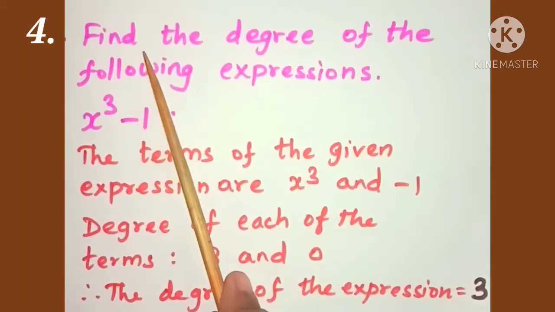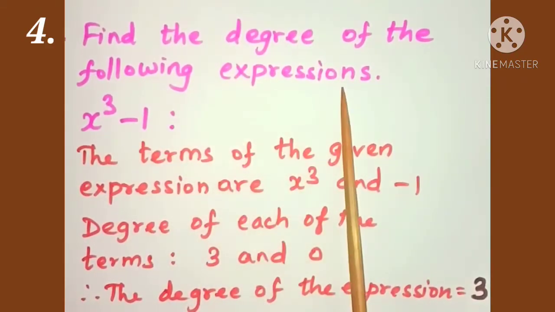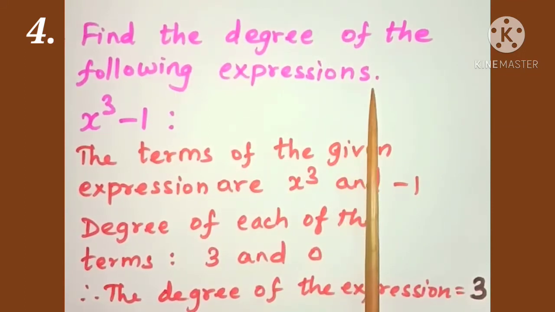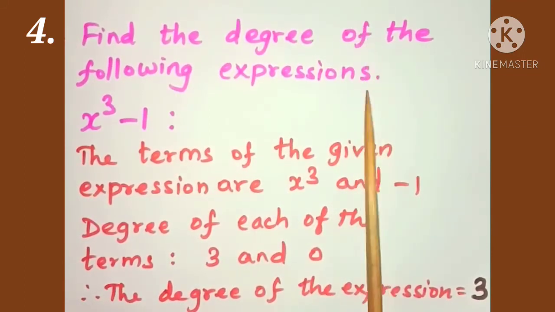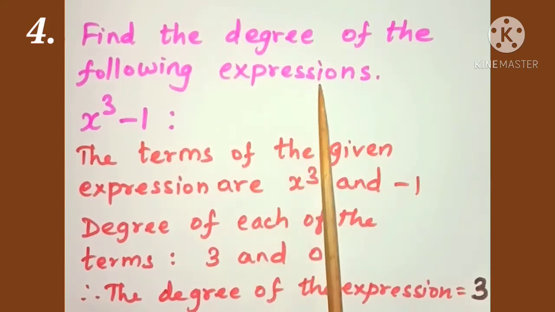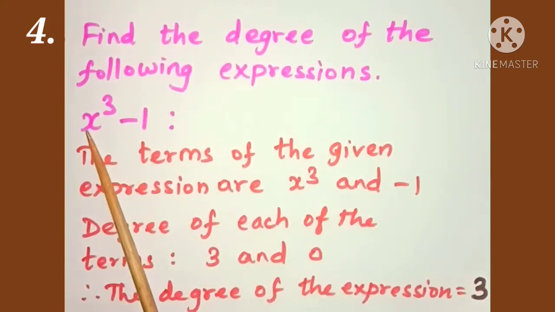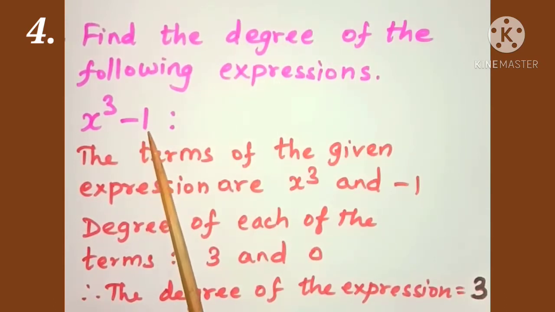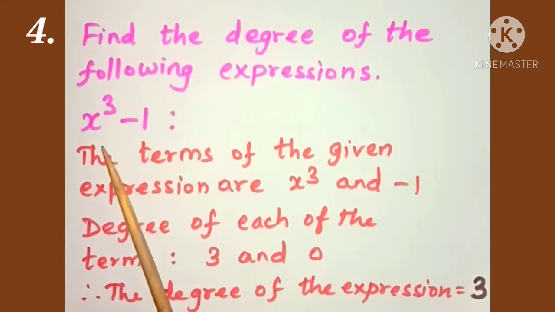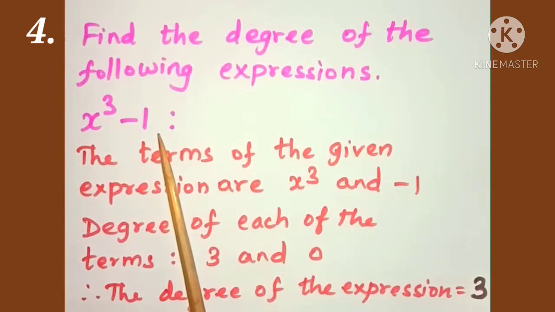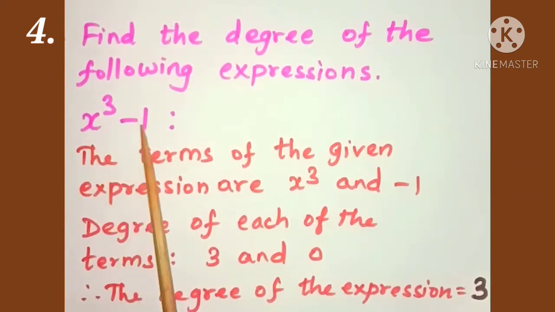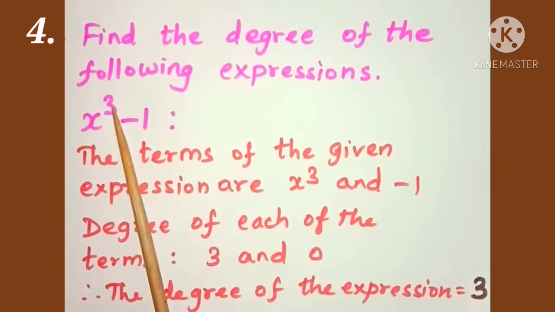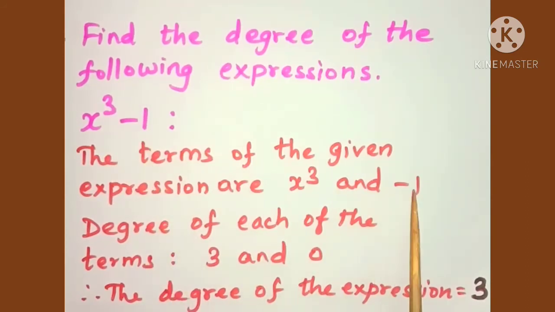Now students, fourth problem, find the degree of the following expressions. So in the previous problem, terms were given. So here expressions are given. So the first expression is x cube minus 1. So when it is in the form of an expression, to find the degree, first you have to see how many terms are there in the expression. So here there are two terms. The one is x cube and the other one is minus 1.